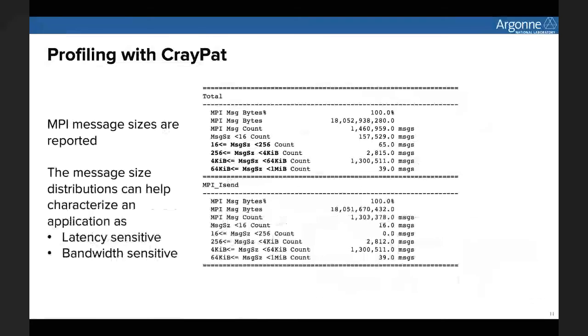CrayPat also shows the binning of the MPI messages that are used, and it bins them based on message size ranges. For instance, in this application, the majority of the messages are in the range of 4K to 64 KB. This kind of detail is useful to tune some specific MPI operations, for example, collectives and point-to-point operations, which could be using different algorithms based on the message size. By seeing this data, you could tune those knobs specific to this application.